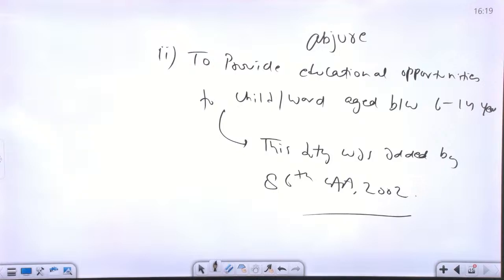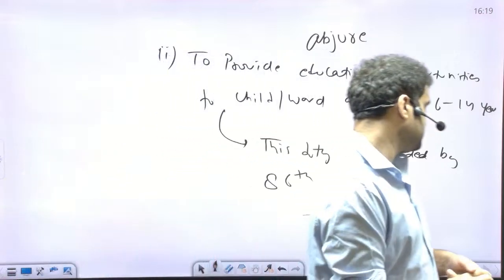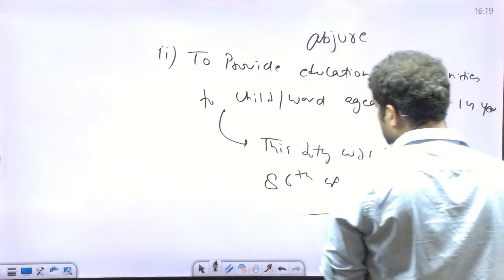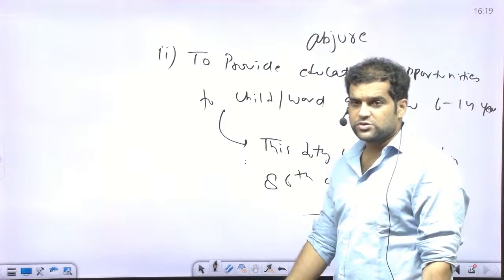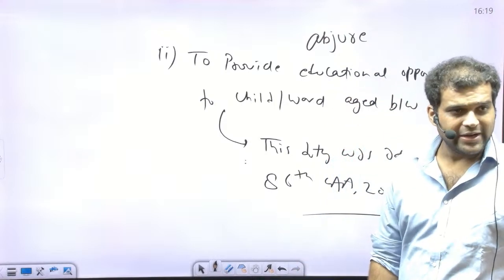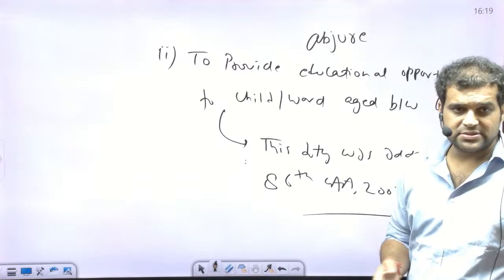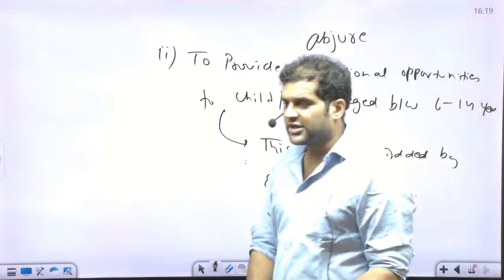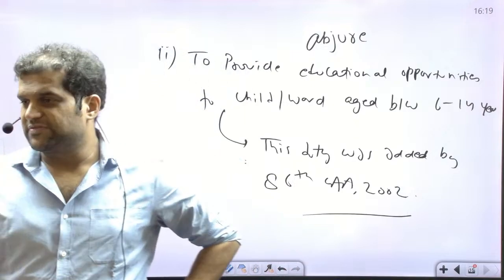To provide educational opportunities to a child or ward aged between 6 to 14 years. This was not in the original part; this was added by the 86th Amendment, 2002. Getting my point? All clear? So this concerns your fundamental duty as well.